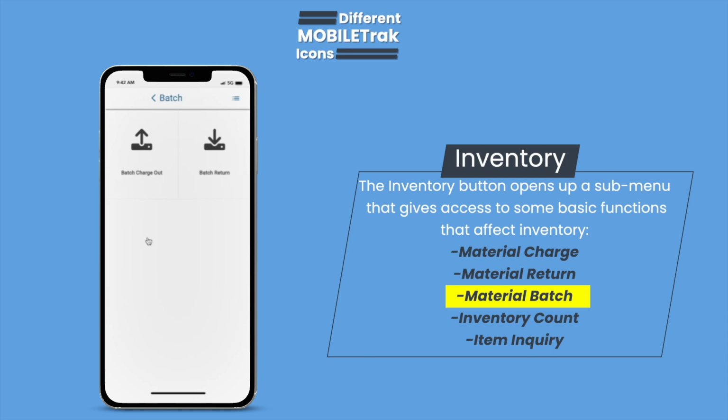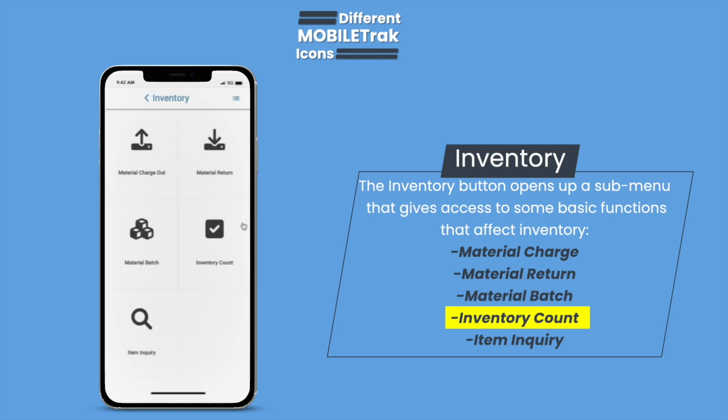Material batch. The material batch allows users to perform those same charge out or return transactions with a larger list of items. The material batch can be used during a storm outage when material leaves the warehouse and needs to be recorded, but a work order number or GL account is not yet available.